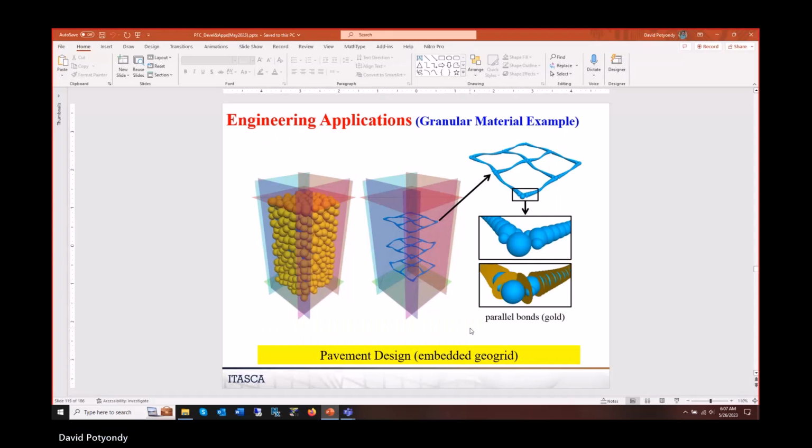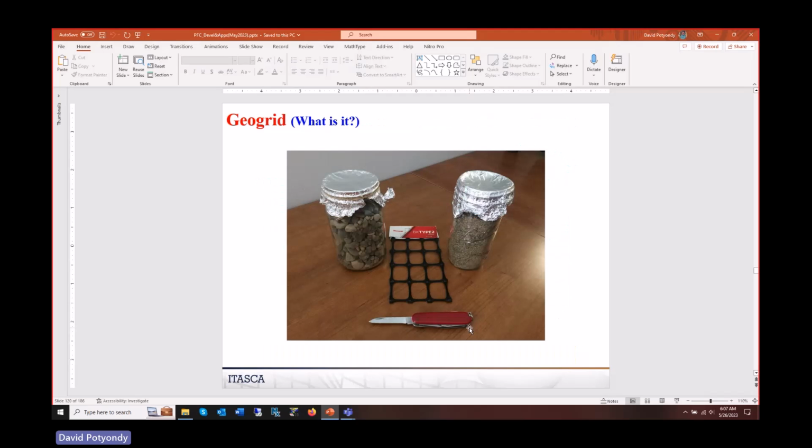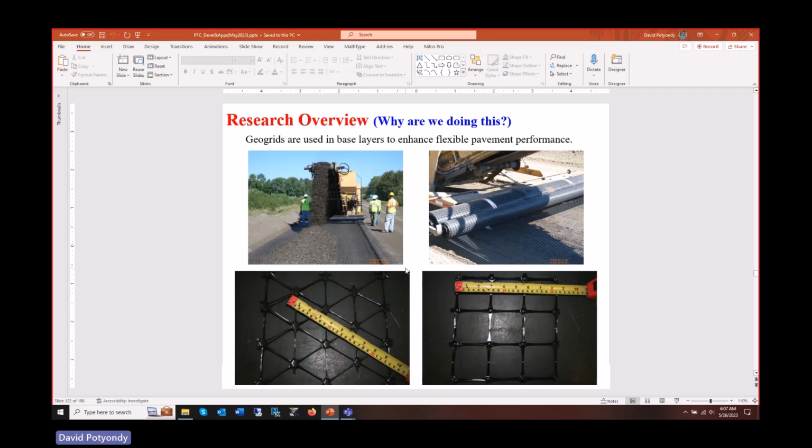And just a very quick review to get us up to the part where we were before. We want to model GeoGrid. This is what GeoGrid looks like. And we want to have it inside of Pavement. Here's some GeoGrid getting laid down.